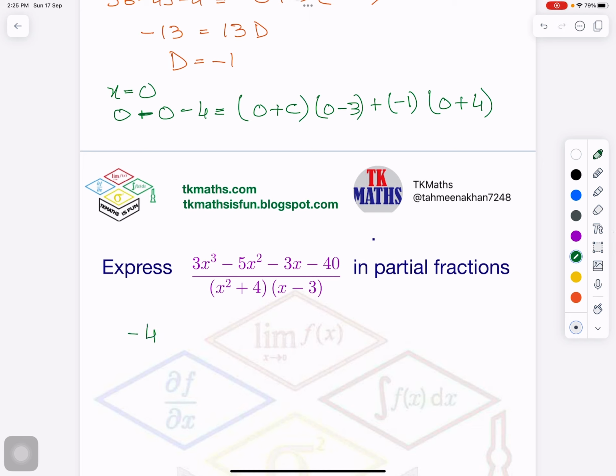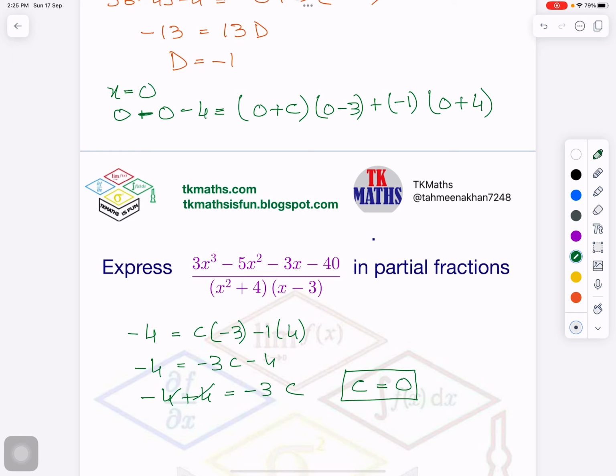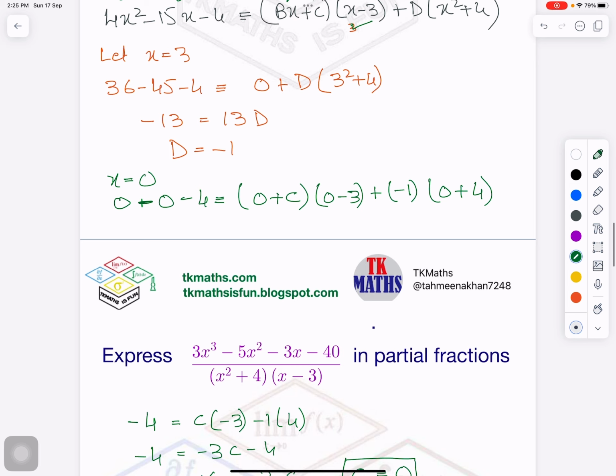Okay, so now it will become, let me write here, it will become minus 4. I have copied down the question actually on every screen, is equals to c minus 3 minus 1 times 4. So it is what? Minus 4 equals to minus 3c minus 4. So basically minus 4 plus 4 will cancel out, right? So your c value is equals to 0. So now what is left? So you got your c, you got your d.